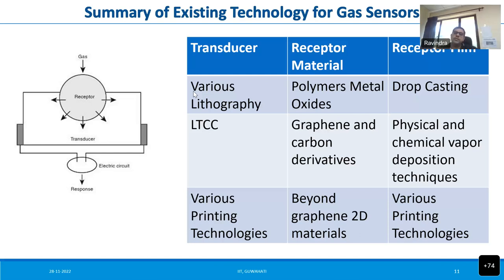Then, how are these films made? For laboratory purposes, if we are processing some material by some chemical means, we drop cast and then dry, and we have a good film, and then we see the sensing properties. But it's not the case for industry. They have to get a good film by some PVD or CVD technique. Then they have to look at the adhesion of that film on the substrate, how they will fabricate the transducer on the top of the film or at the bottom of the film, and then how it is packaged.